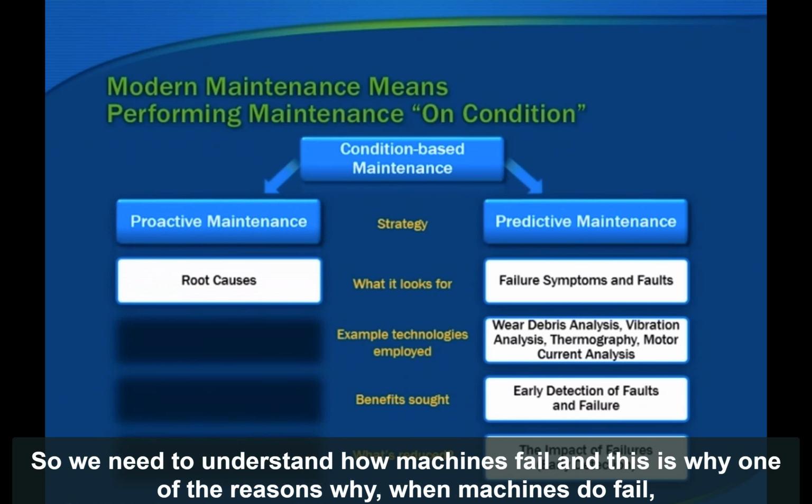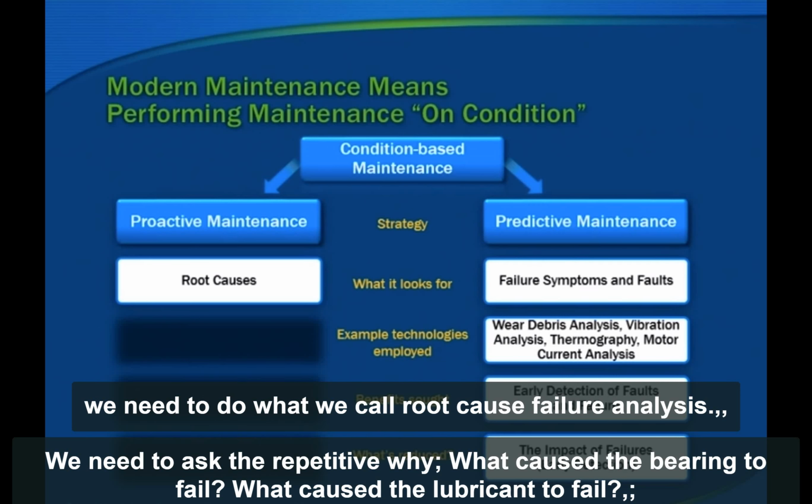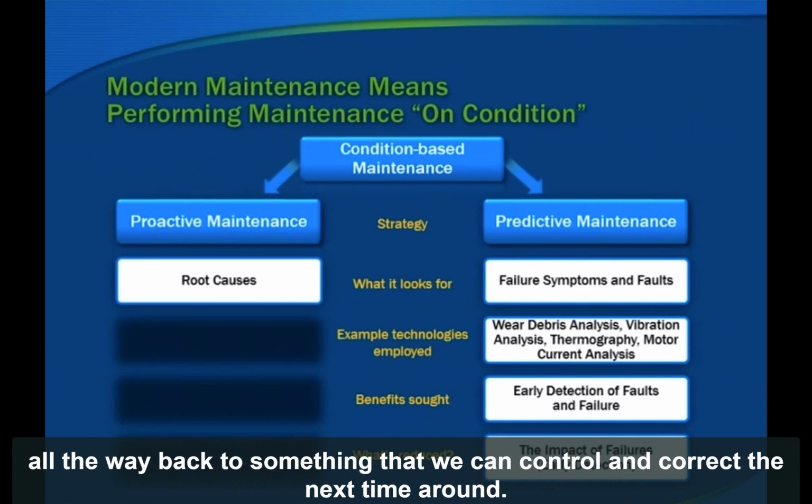So we need to understand how machines fail. And this is one of the reasons why when machines do fail, we need to do what we call root cause failure analysis. We need to ask the repetitive why. What caused the bearing to fail? What caused the lubricant to fail? What caused the lubricant to become contaminated? All the way back to something that we can control and correct next time around.